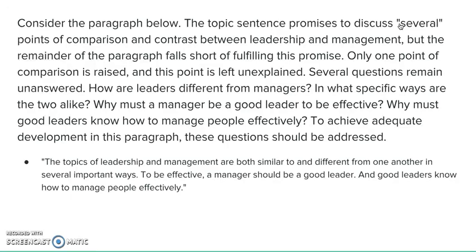Take the following example. The topics of leadership and management are both similar to and different from one another in several important ways. To be effective, a manager should be a good leader, and good leaders know how to manage people effectively. This returns us to those questions. After reading this paragraph, the readers are asking themselves, okay, what is a manager? What does it mean to be a good leader? How do you manage people effectively?